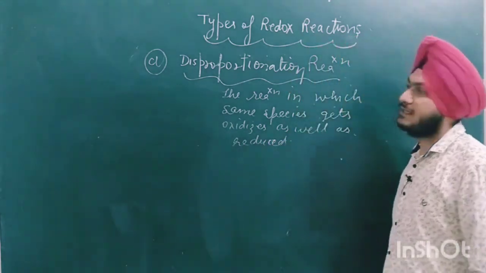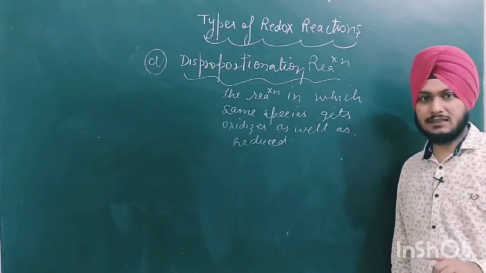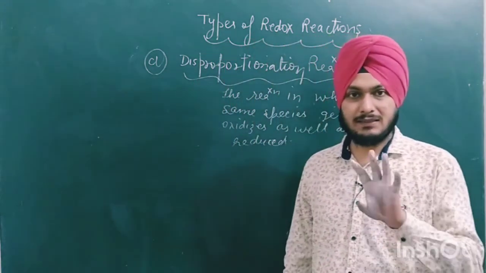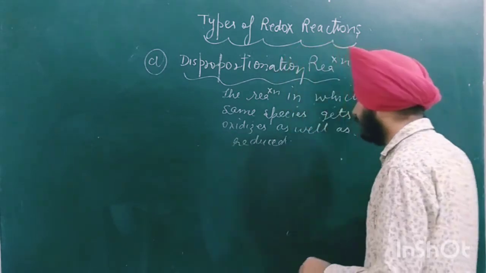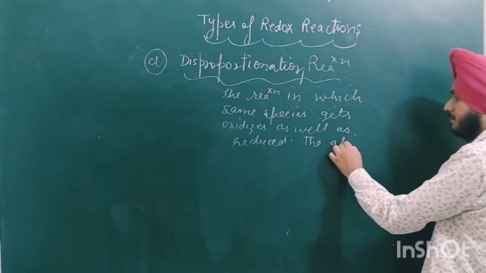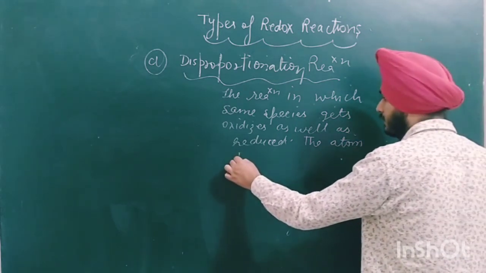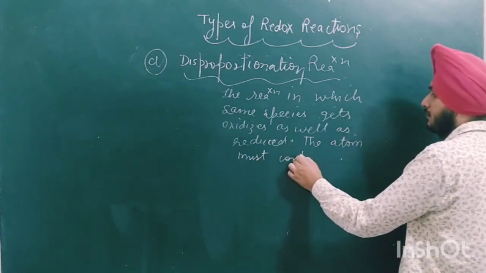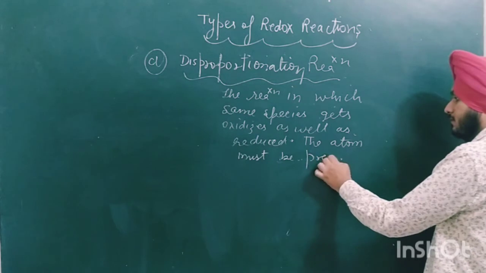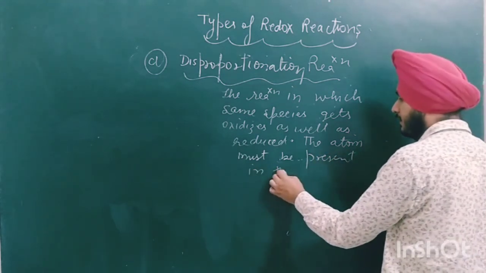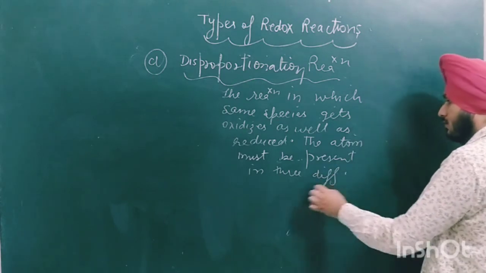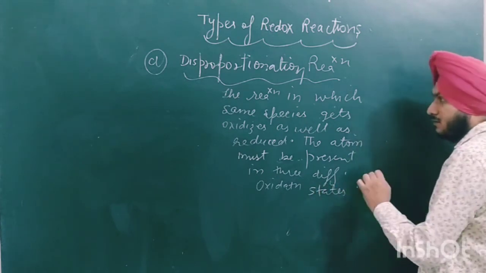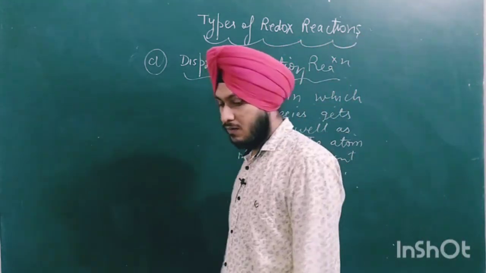The main condition for this reaction to take place is that the atom which is getting oxidized as well as reduced must be present in three different oxidation states. So three different oxidation states. Now, what are its examples?